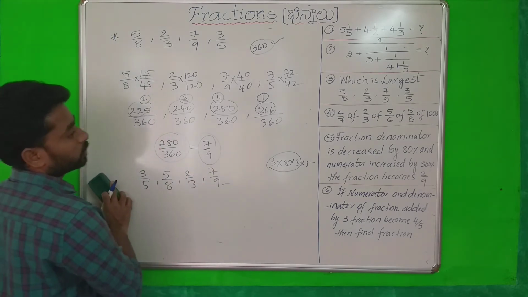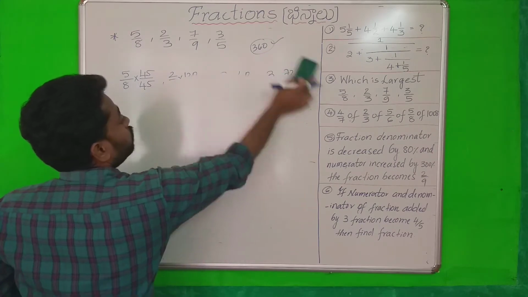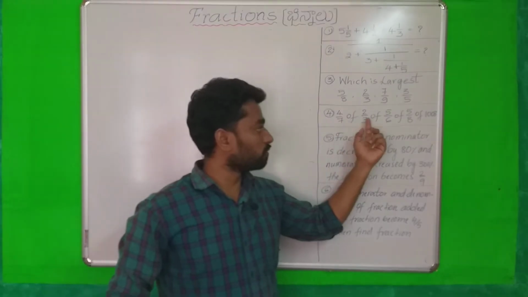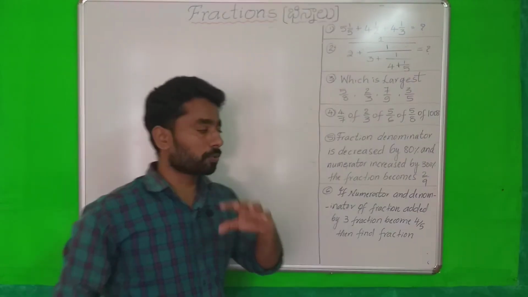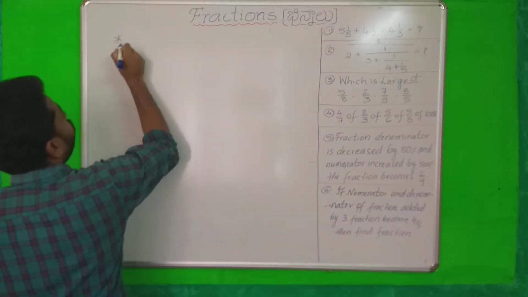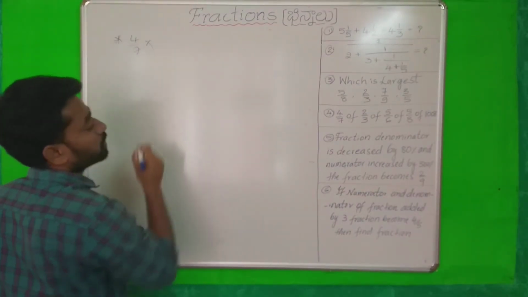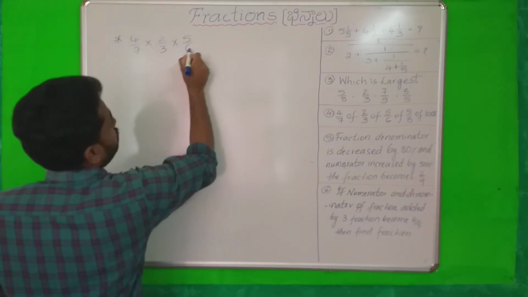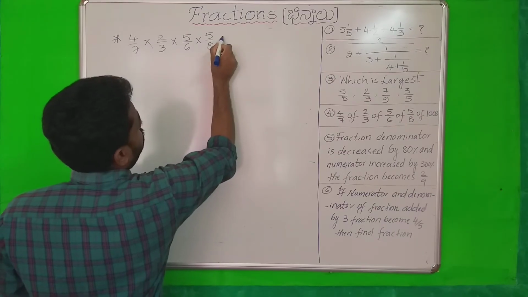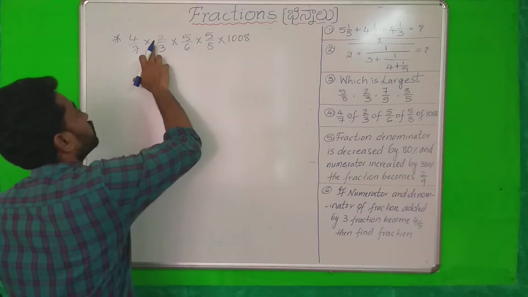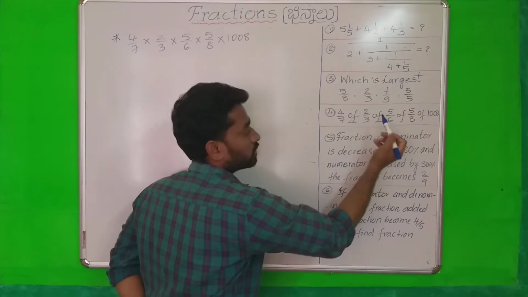Okay. Thank you. Next, some problems have the word 'of'. What is the 'of'? Instead of 'of', you have to remember that you have to keep the into sign. So 4 by 7 of, 'of' is there means into, and 2 by 3 into 5 by 6 into 5 by 8 of 1008. So this is the process. Instead of the word 'of' you have to write the into sign.